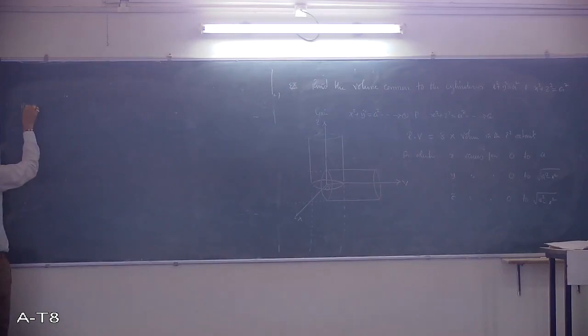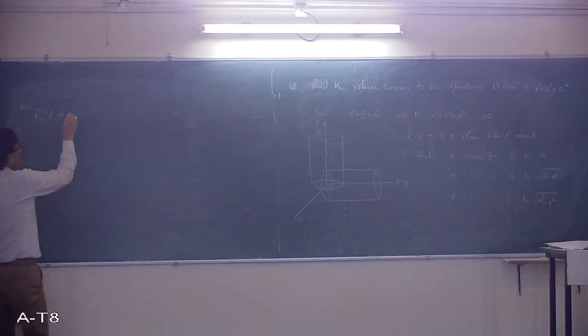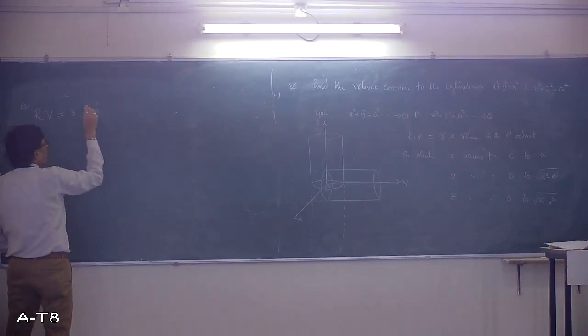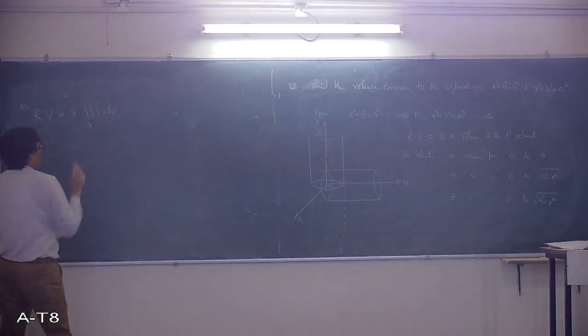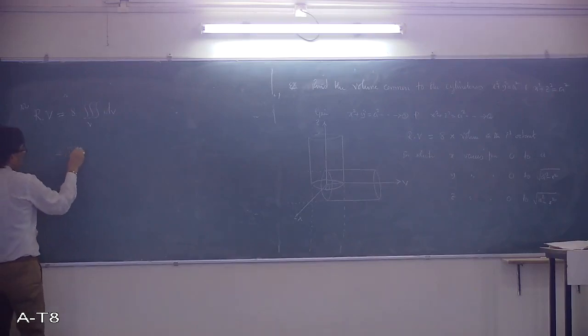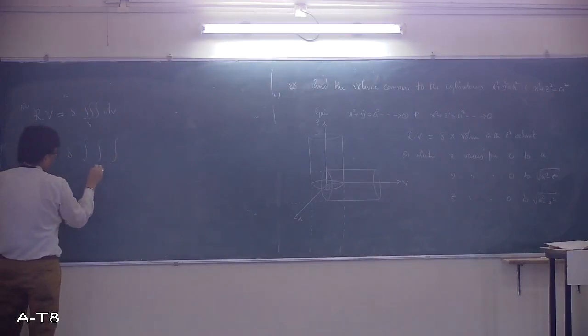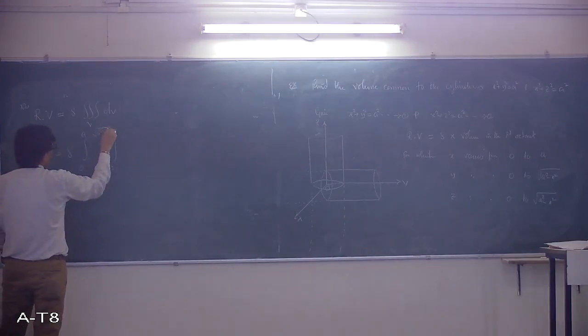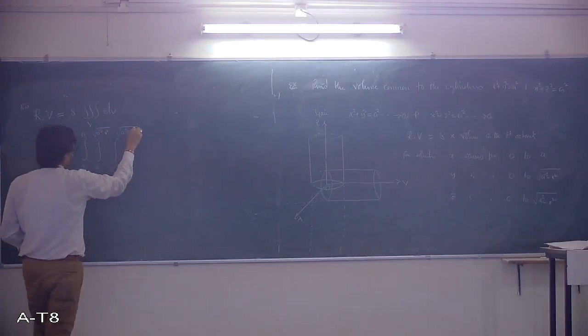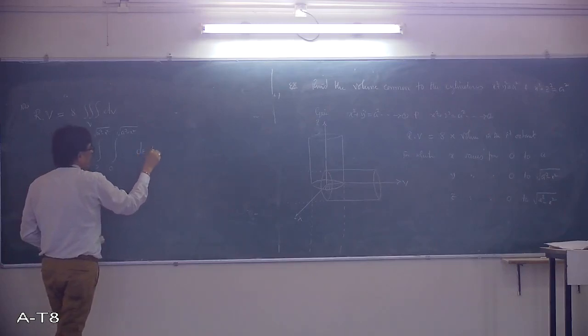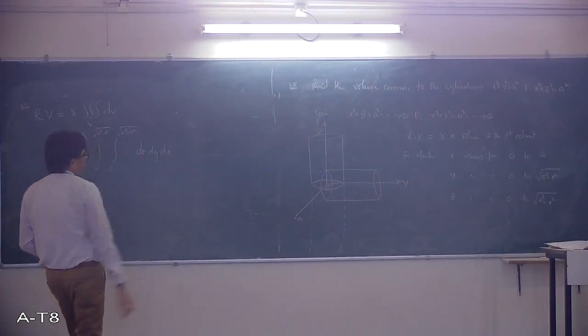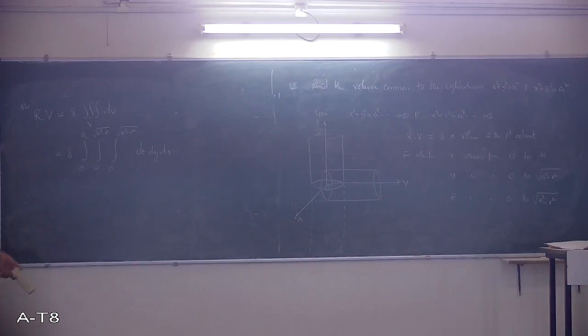Now the required volume, RV, I am writing as 8 times the volume in the particular octant. This goes to 8 times the triple integration, 0 to a, 0 to root of a square minus x square, 0 to root of a square minus x square, dz dy dx. Because the y and z limits are the same, you can write them in any order.